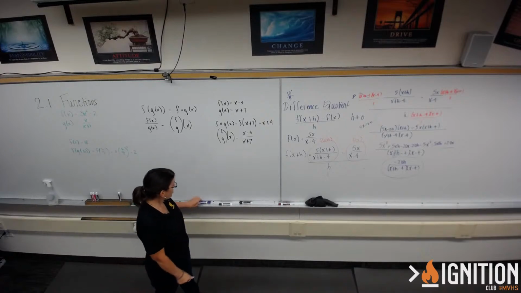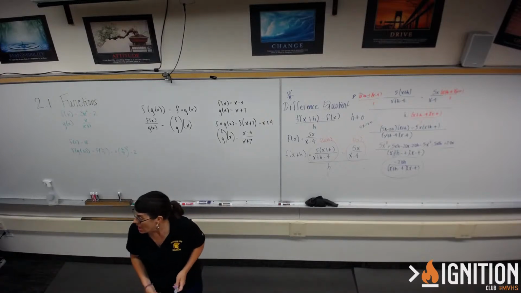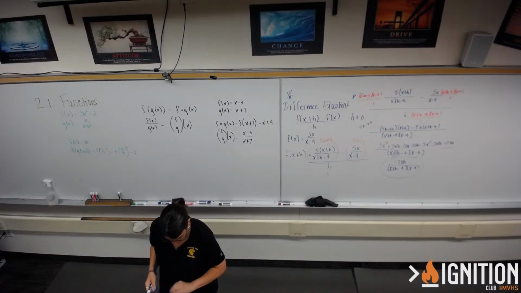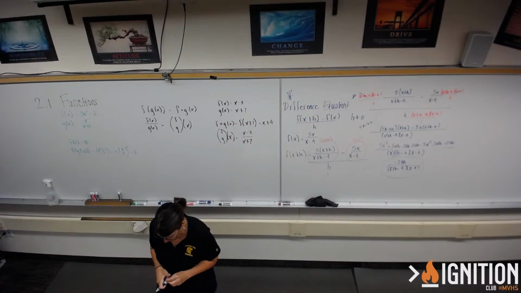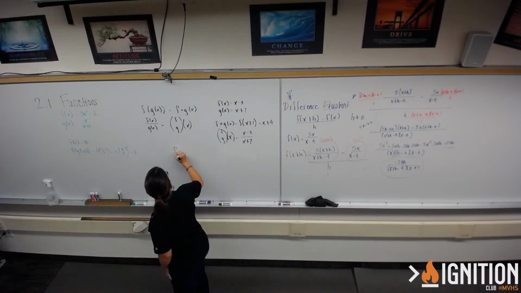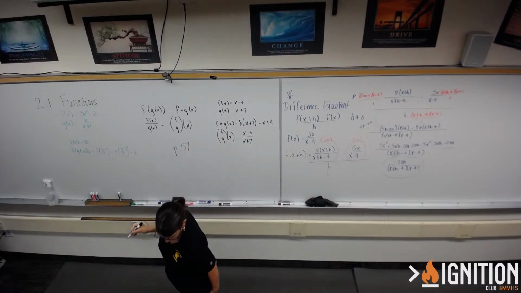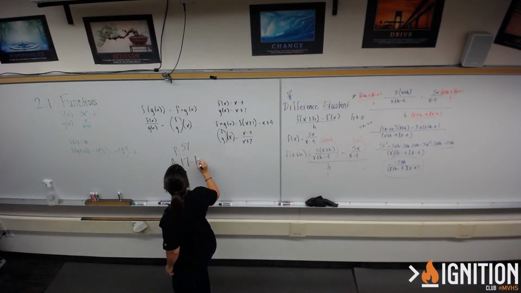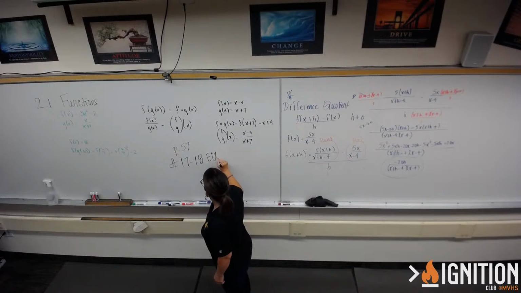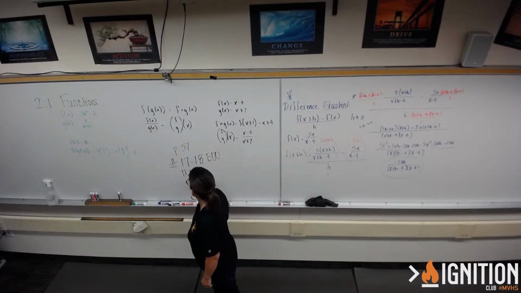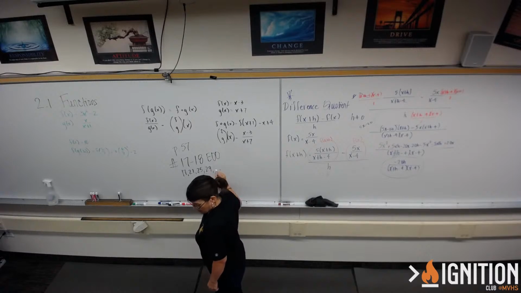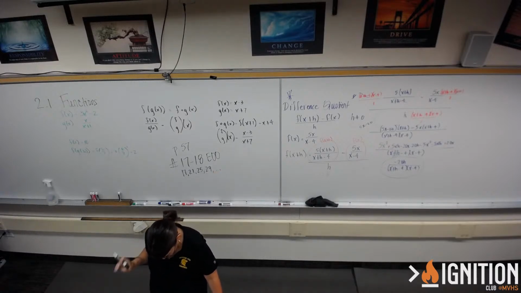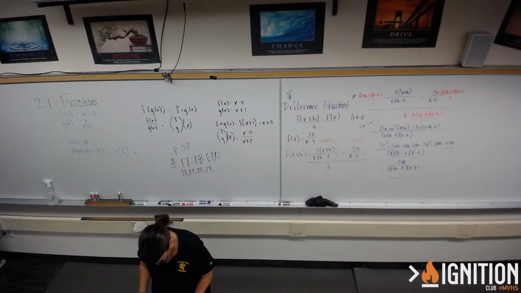There you go. Homework. So the homework will be due Thursday or Friday, depending on what day I see you. Page 57, numbers 17 to 81, EOO, every other odd: 17, 21, 25, 29, and so on. And I don't believe that you have to graph any of these.